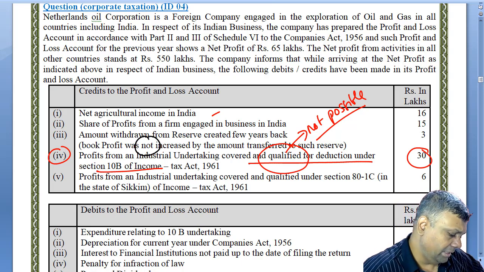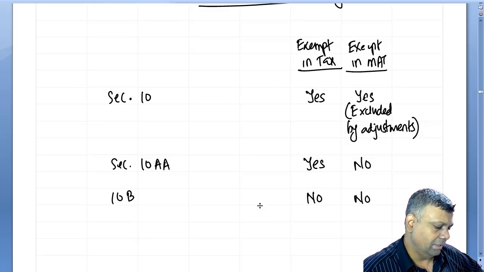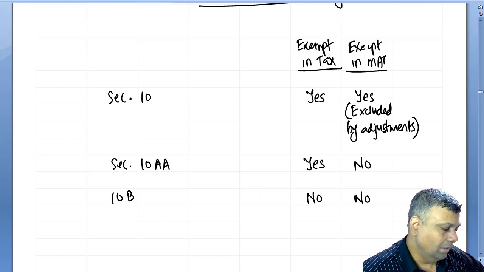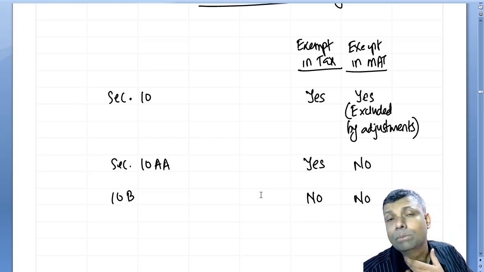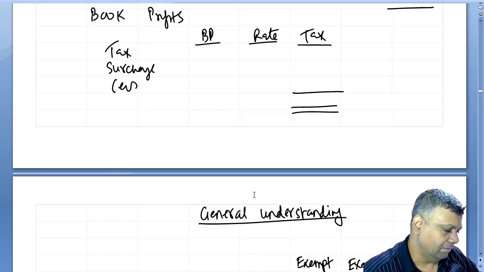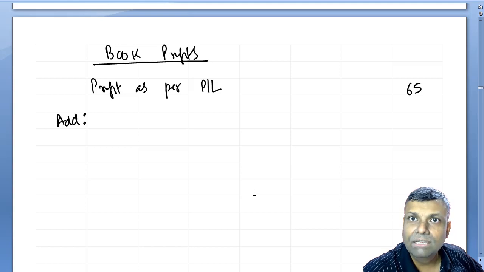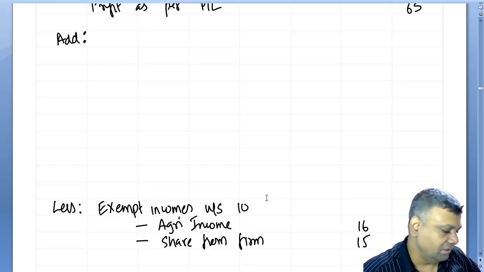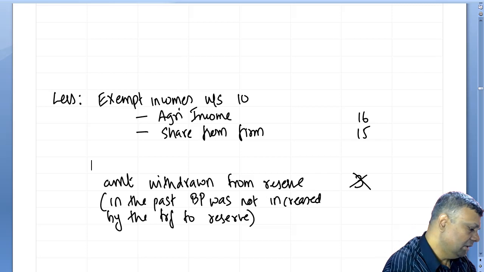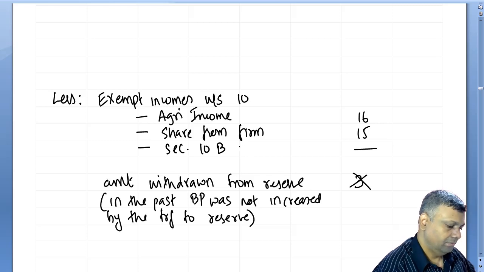Look at this note that I have already written some time back. Look at this for your understanding purpose only. Okay. So, only section 10 gets excluded from the MAT provisions and not any other incomes. So, for section 10B type incomes, no adjustments are required. That means the 65 lakh rupees income anyway includes all these things. Have you understood that? So, section 10B, no adjustments are required.